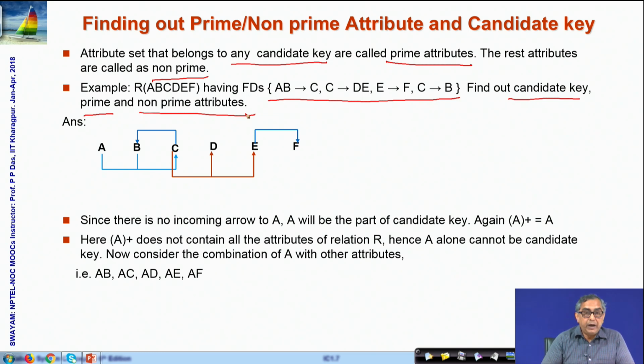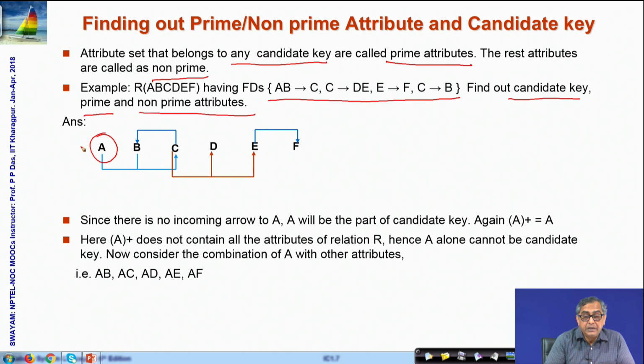So, if you just look at the diagram, you can see that A is an attribute where there is no incoming arrow, which means that A does not depend on any other attribute. So, if A does not depend on any other attribute, then it must belong to the candidate key anyway. So, we can say that A will belong to the candidate key, and we try to compute its closure.